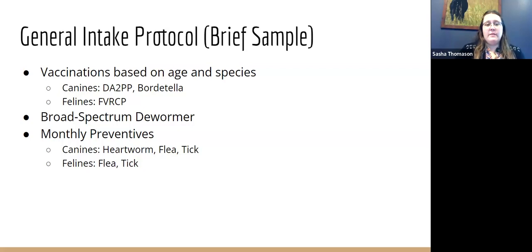It's also important to have that broad spectrum dewormer and your monthly preventative. So most commonly for dogs, that's going to be your heartworm, flea, and tick. And then for cats, flea and tick. Cats can get heartworm. It is just much less likely for it to happen, and it is harder to see signs and diagnose heartworm in them. It's not as common.